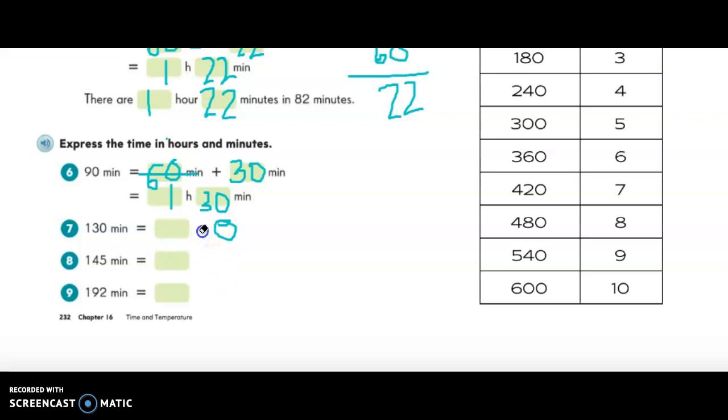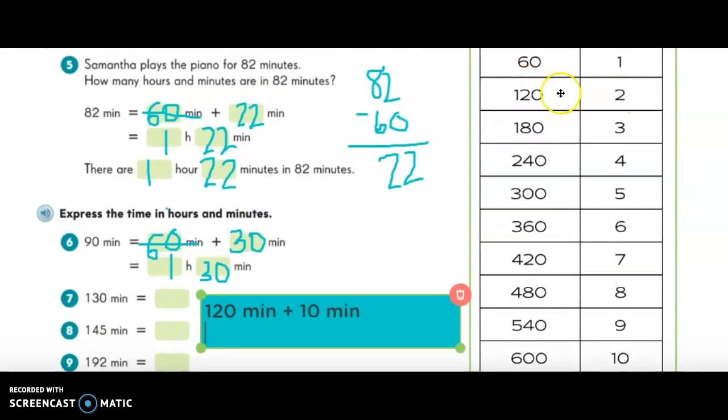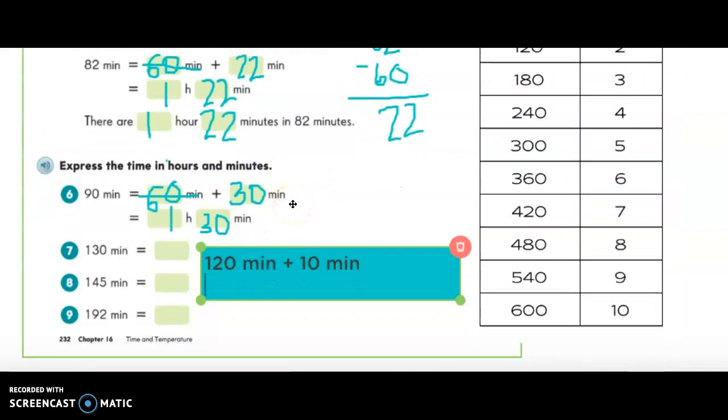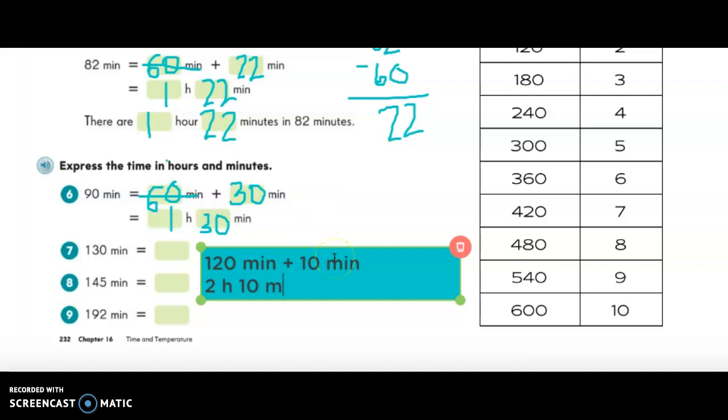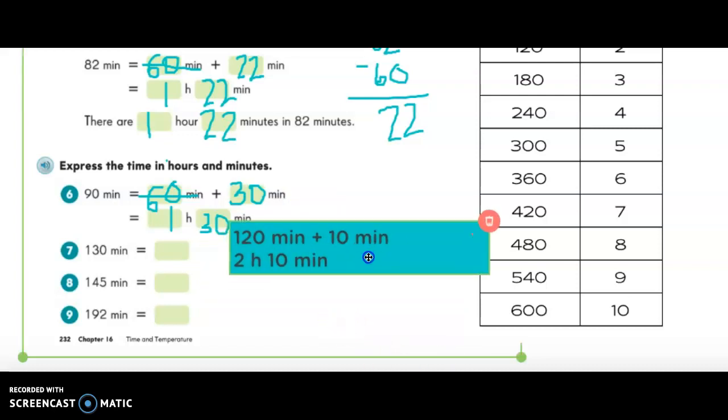Let me type this so it's not so sloppy. Alright, so we're going to have 120 minutes, and then when we think about what's left over, we still have another 10 minutes, and then we're going to convert our 120 minutes to those 2 hours, and then the 10 minutes will stay. So we have 2 hours and 10 minutes for number 7.